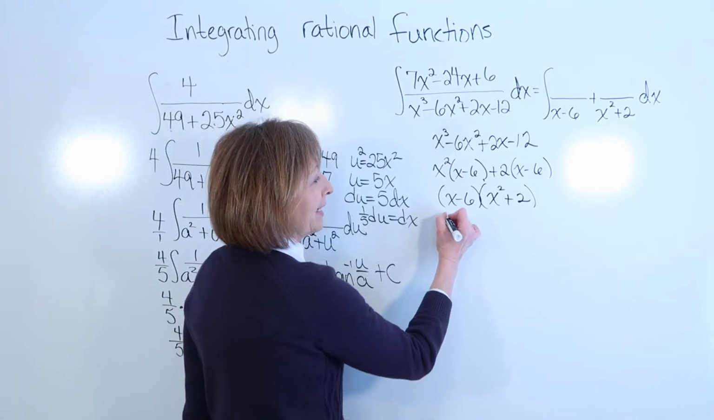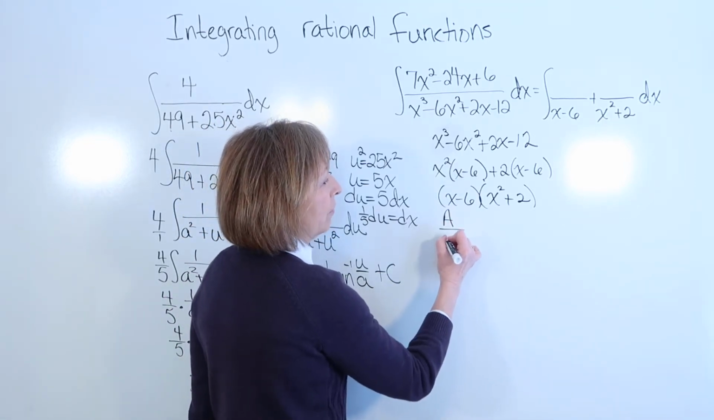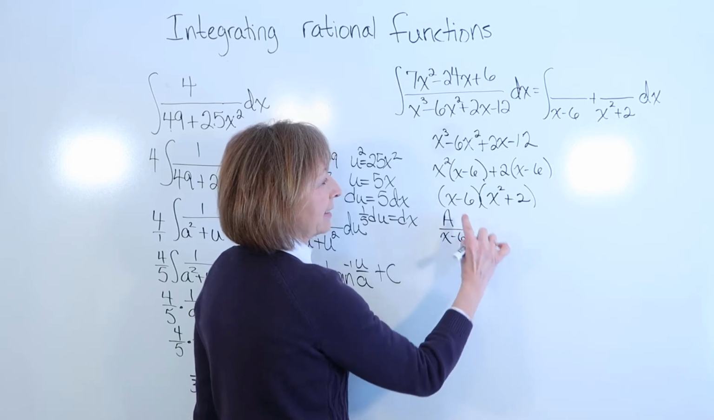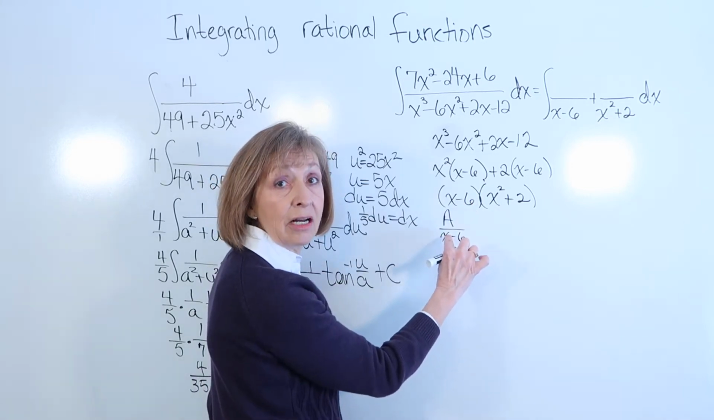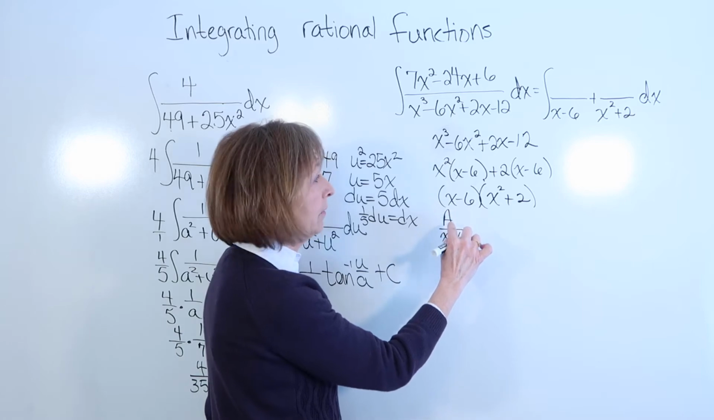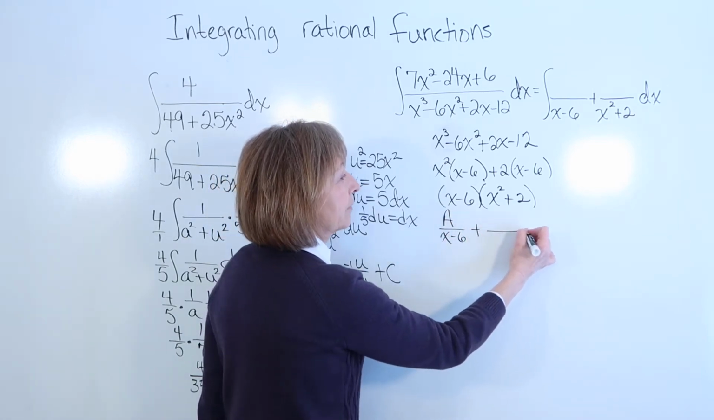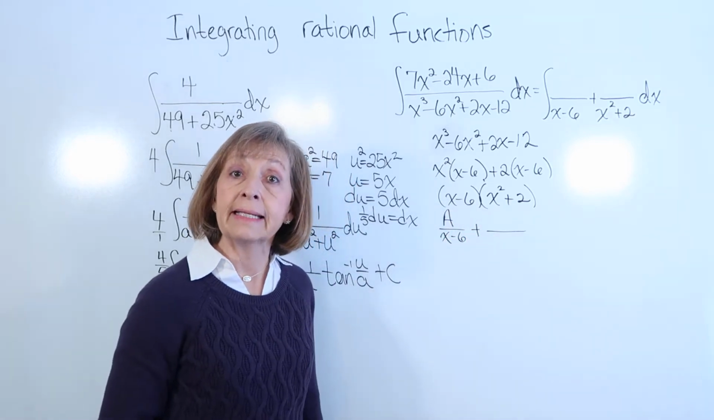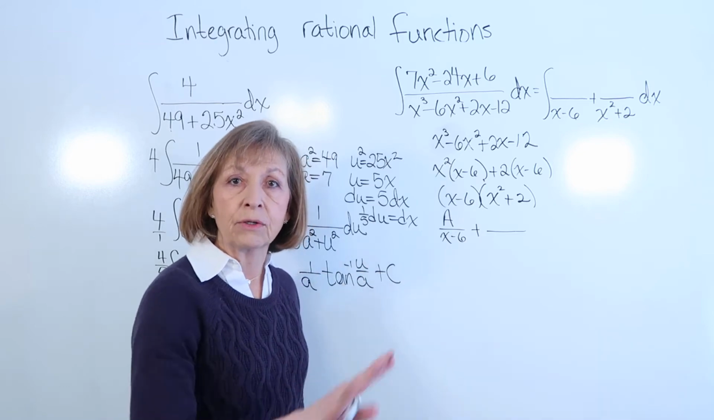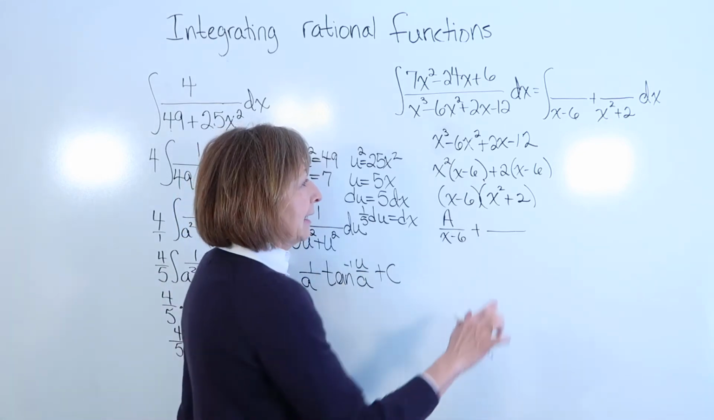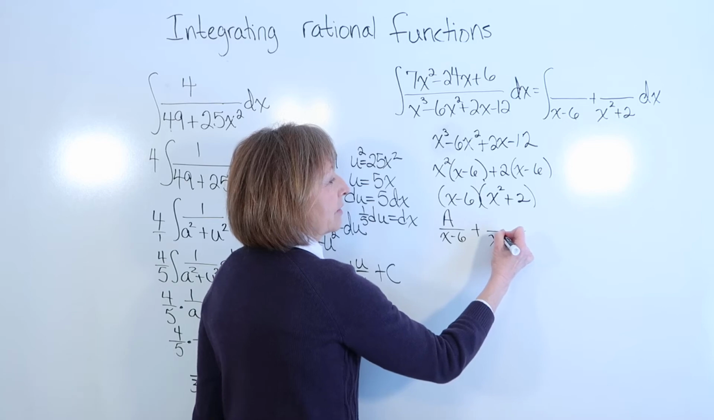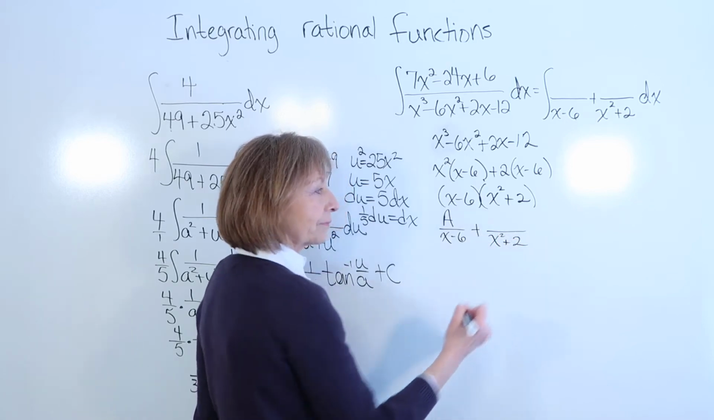So when I go and I set up my fractions, a over x minus 6, because a highest degree 1 in the denominator, the degree less than that is degree 0. And then plus, remember when I set up the fractions, I always put a plus in between. I don't try to finagle the signs. And my other denominator is x squared plus 2.